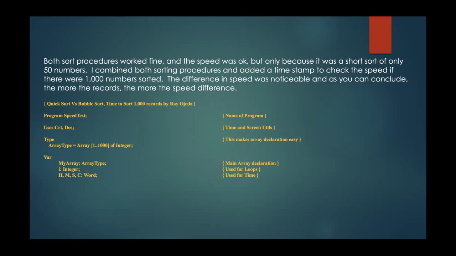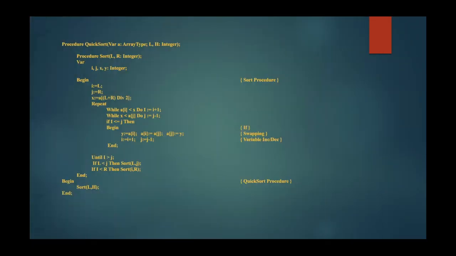So the technique here is basically get the time, sort 1,000 numbers and print the time again. So you can see the difference using one of the procedures and then the other one, and then we can compare them. So here it is again, the name of the program. Because I'm using a timestamp, I'm gonna use the time to get the time out of the system. I'm gonna use DOS as well as CRT. The array is also gonna be increased to 1,000 instead of 50, because obviously I'm gonna use 1,000 numbers. The rest are just variables used by the loops or by the time procedure that I'm implementing.